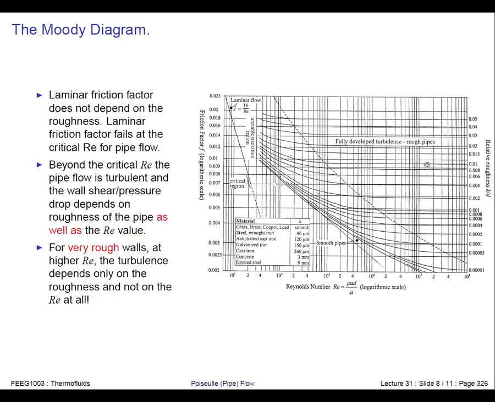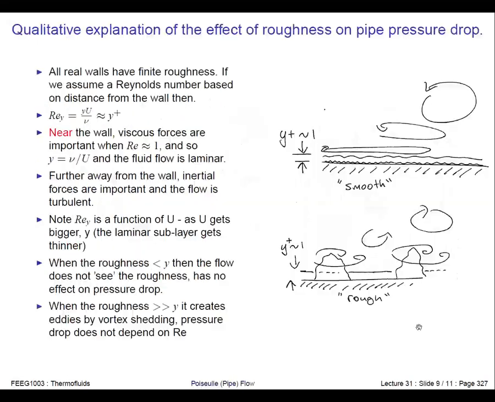So this is quite an unusual set of physics, and we need to look at the structure of a turbulent boundary layer to explain this. So the key bit of information is that turbulent boundary layers have a thin region next to the wall where the flow is laminar, and it's called the laminar sublayer.